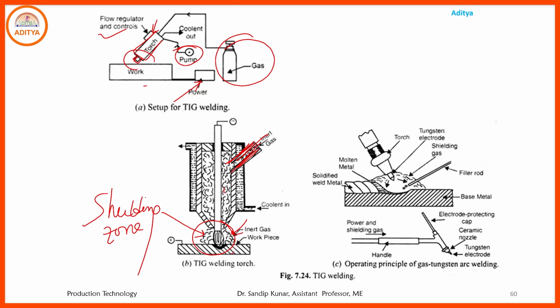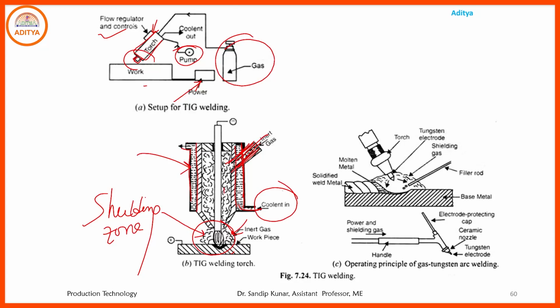And sometimes we use a water jacket. Why do we use the water jacket? Sometimes the electrode is heated more, so to control the temperature of the electrode we use a water jacket, meaning coolant is supplied through that point, and that type of water jacket is added to the electrode.